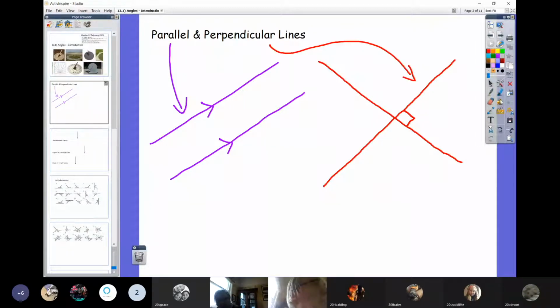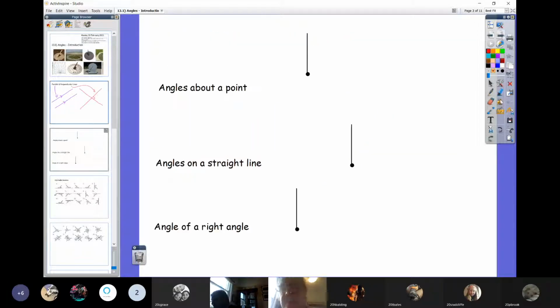So our scheme of work just wanted us to double check that you were comfortable with those words. I don't think there are actually any questions on today's worksheet that refer to that, but I just want to mention it in passing. So back on to angles.